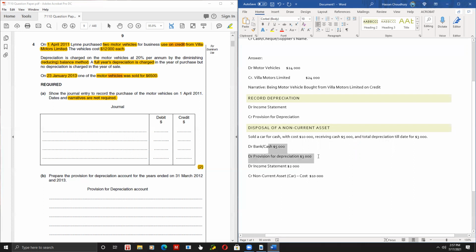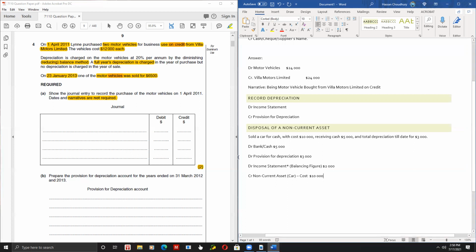Now, 8,000, 10,000, 2,000 is my missing figure. So I put it on the debit side for income statement. Now, if debit income statement, it means it's a loss, okay? That's how you figure it out. This is what a journal entry looks like. I'm just going to put a star mark here to show that this is the balancing figure. So I'm just going to write balancing figure.